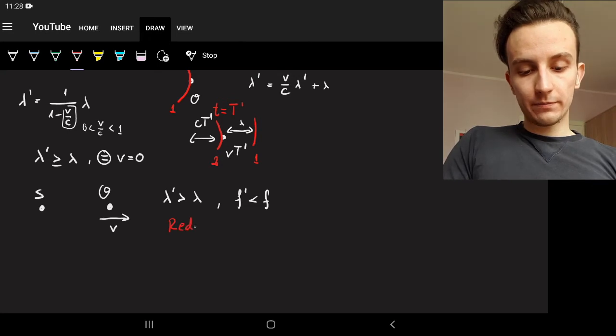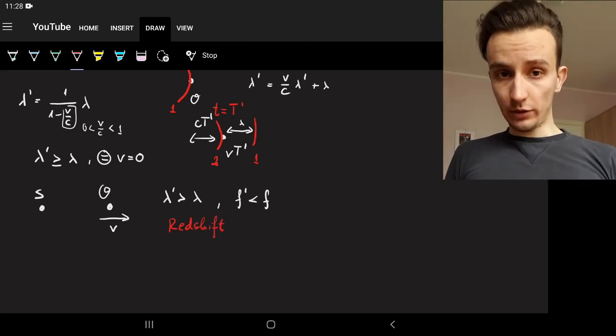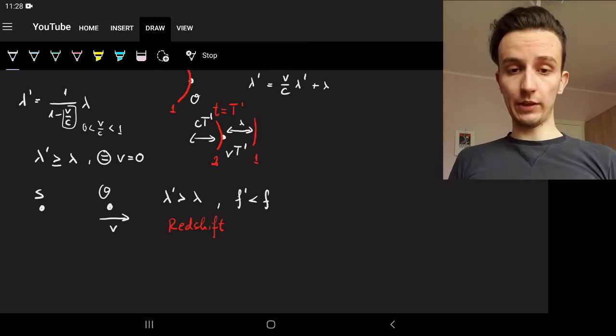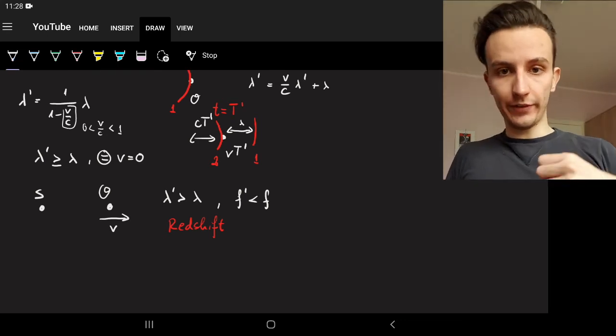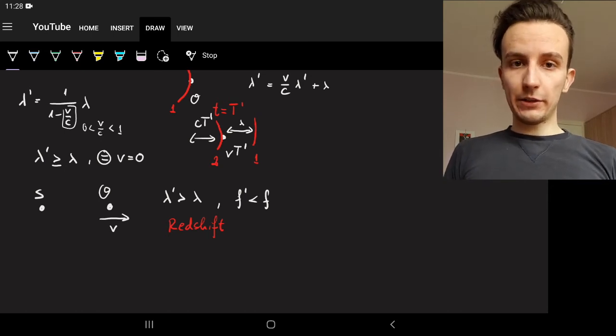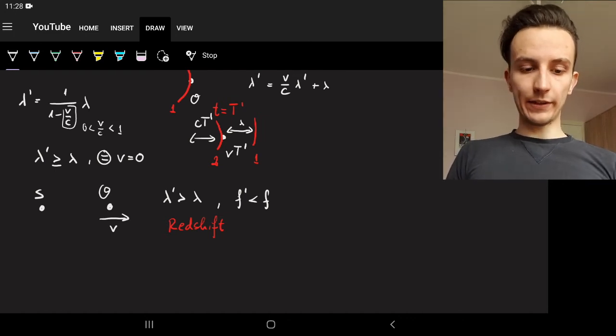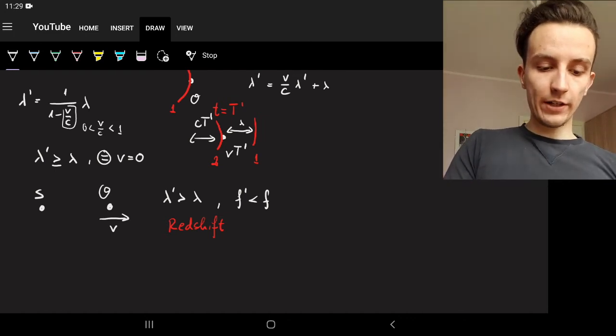A redshift. So objects that are moving away from the source, or conversely by relativity, if the source is moving away from the observer, we experience a redshift. We see these frequencies as smaller than they really are. So that's the redshift.